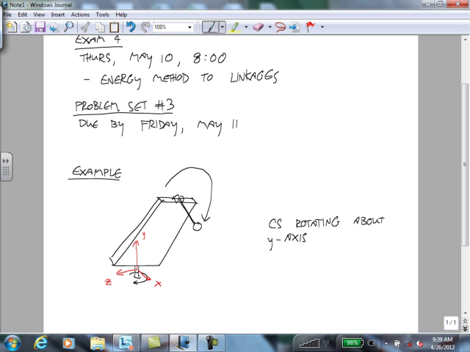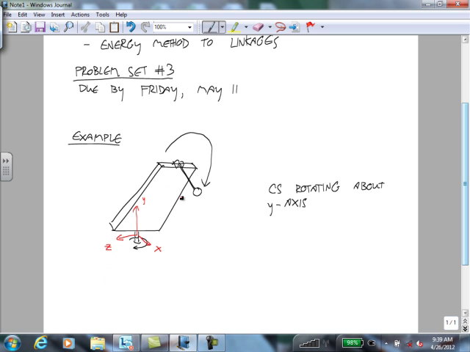So now, your r vector. Let's see. Can we just set this problem up and not go through the solutions? I think that might work.